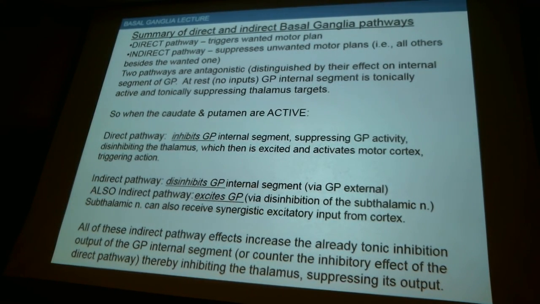So this walks through the same thing in words. The direct pathway ultimately inhibits the globus pallidus internal segment, suppressing GP activity, disinhibiting the thalamus, which is then excited and activates the motor cortex, triggering action. The indirect pathway disinhibits the GP internal segment via the GP external segment. And then secondarily, it excites the GP through disinhibition of the subthalamic nucleus. So walk yourself through that.